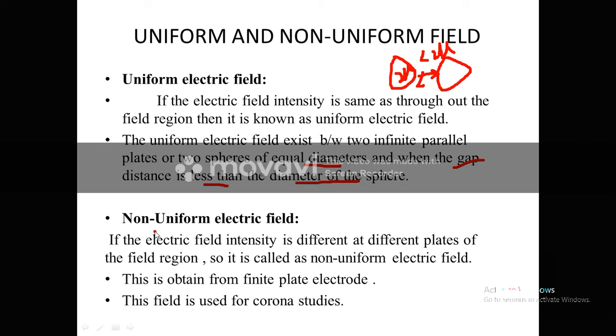Non-uniform field: if the electric field intensity is different at different regions of the field, then it is known as a non-uniform field. And corona discharge is actually an example of a non-uniform field. Okay, we will discuss corona in detail in a separate chapter in the final term course.